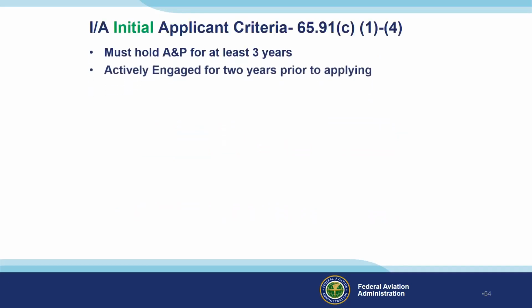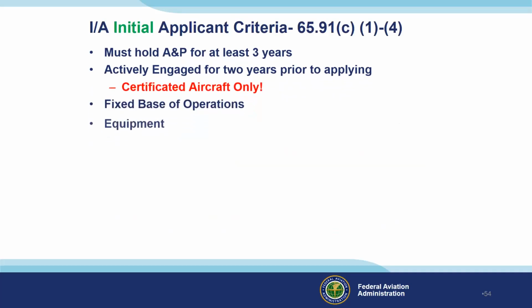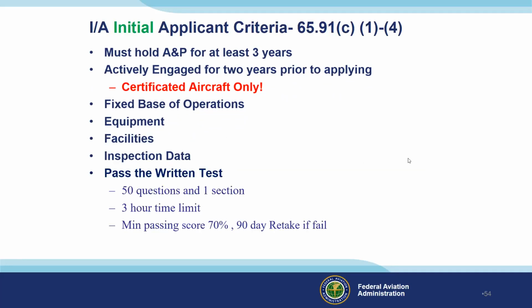Now, the initial applicant criteria, that's the regulation that covers it. It's listed at the top. So the initial criteria is in that regulation. You have to be an A&P for 3 years. You have to be actively engaged for the 2 years prior to applying. Make sure your work was done on certificated aircraft. And those are the other requirements. Fixed base of operations, equipment, facilities, you have to have the data. And then you'll pass a written test, 50 questions, 3-hour time limit, minimum passing score of 70, and you can retake it after 90 days.